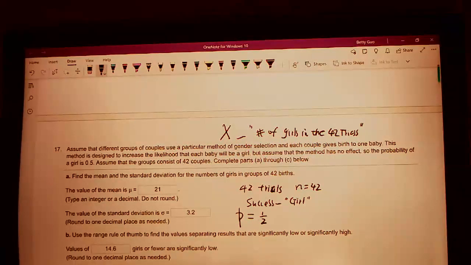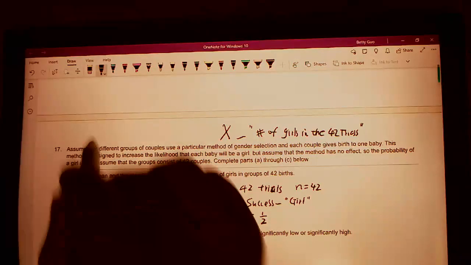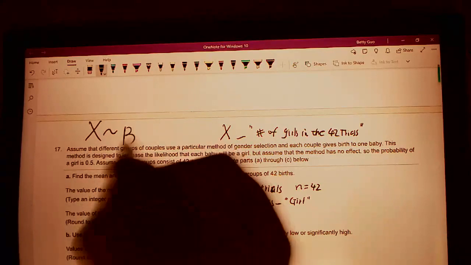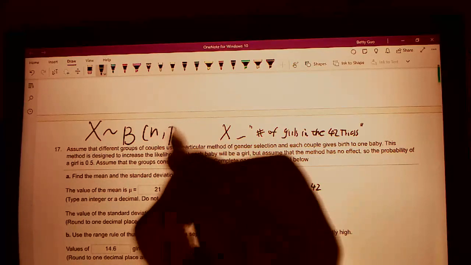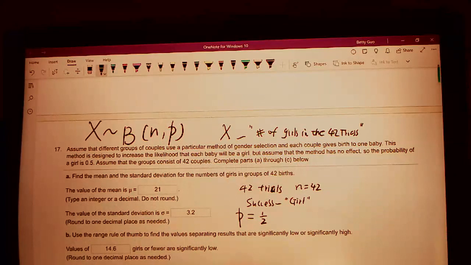Yeah, I mentioned X always has to be the number of successes among the n trials. On that condition, we have X follow the binomial distribution. So X here follows a binomial distribution, and the 2 parameters are n equals 42, p equals half.